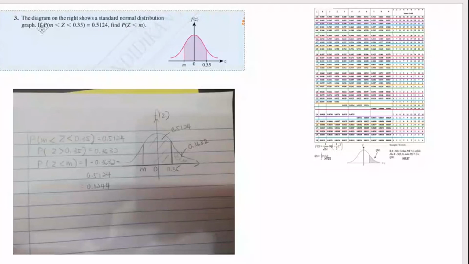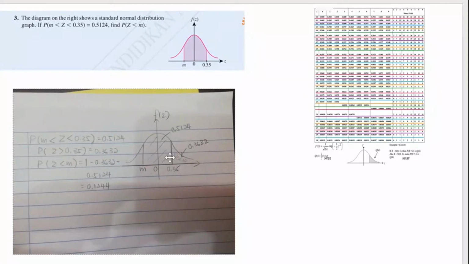If P(M < Z < 0.35) equals 0.5124, find the probability of Z smaller than M. So in this diagram here, this shaded area is 0.5124.